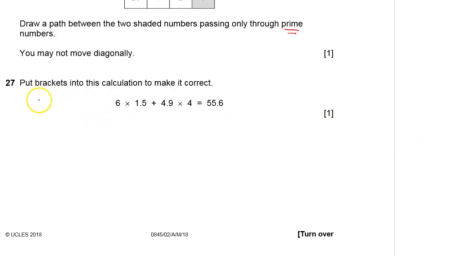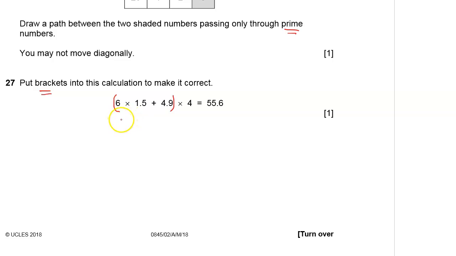Question number 27. Put brackets into these calculations to make it correct, right? Of course, this is multiplication, this is addition, and this is another multiplication right here. So we can put brackets right there.